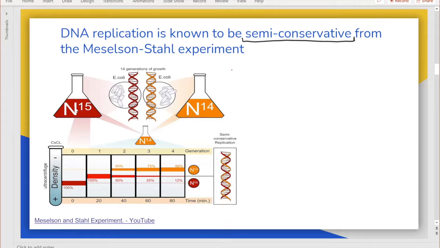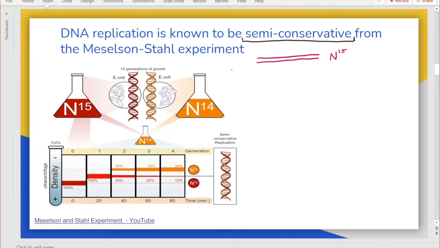In this experiment, Meselson and Stahl started with DNA that they grew in what's called heavy nitrogen. So all of the nitrogens here are N15. And they did that for many, many generations. And then they collected those cells and they washed them and they grew them in a new medium of N14. And they looked at the result.